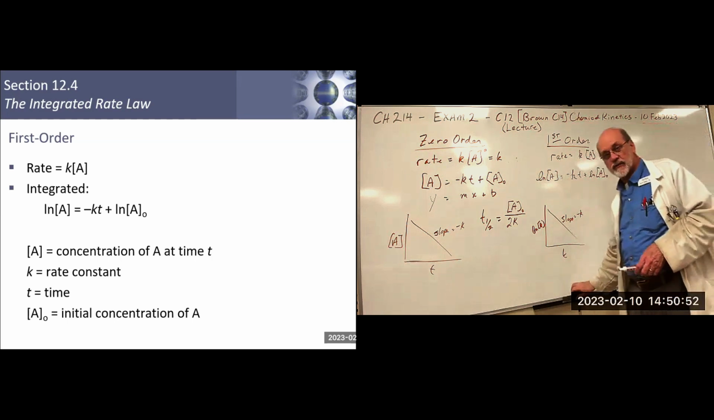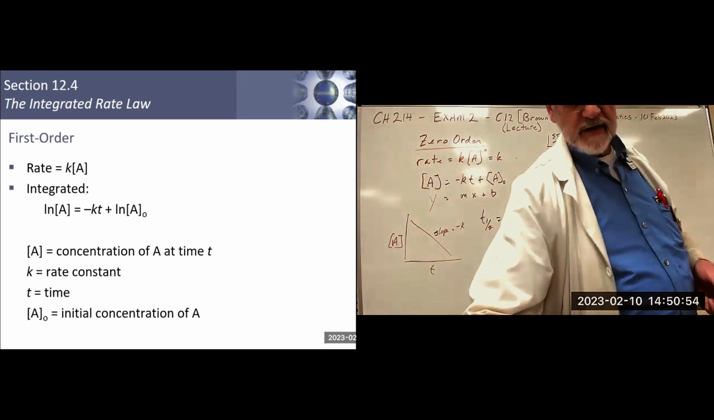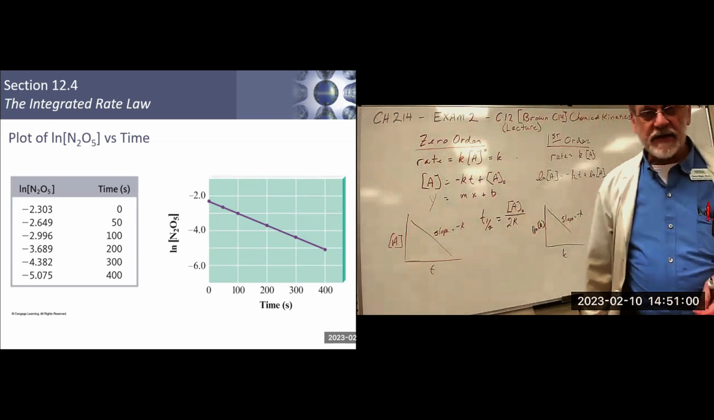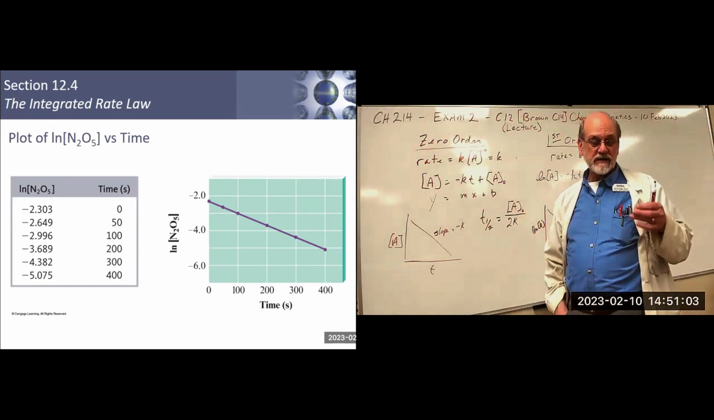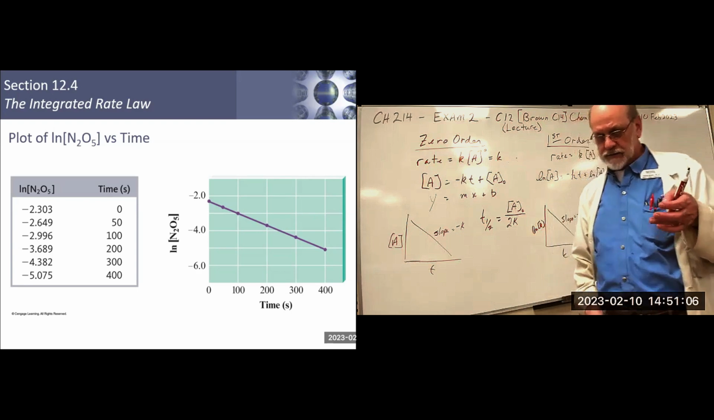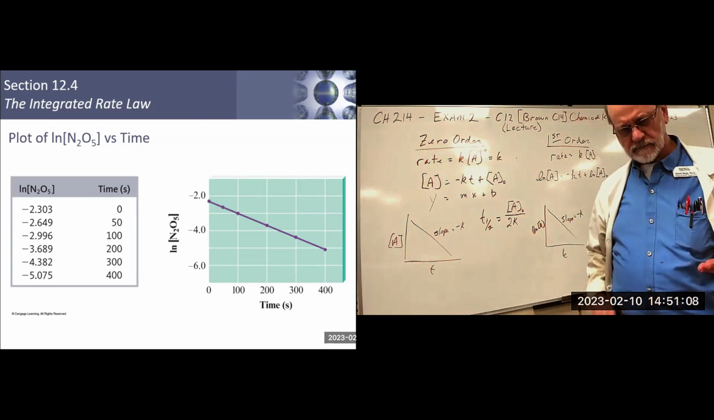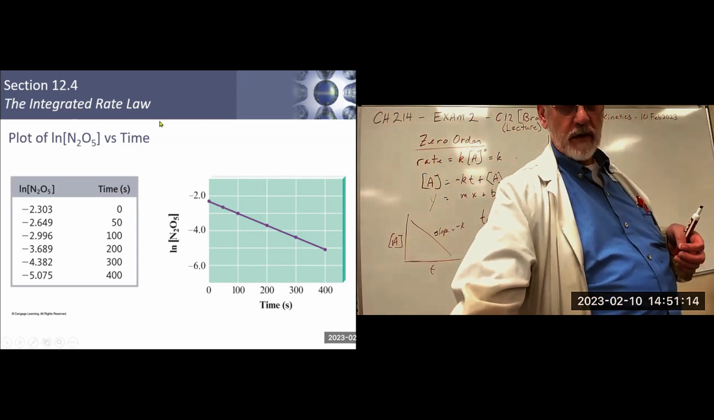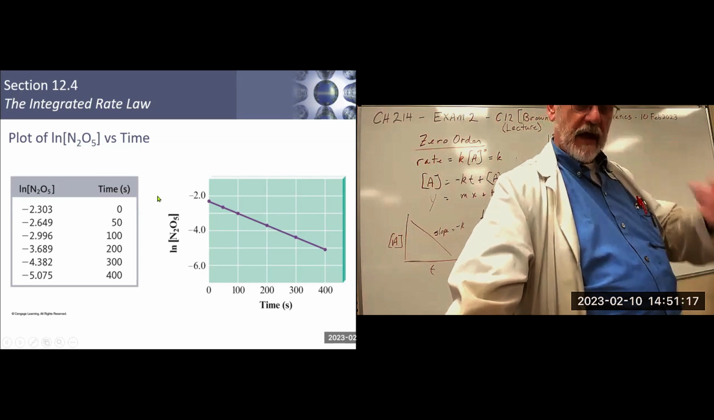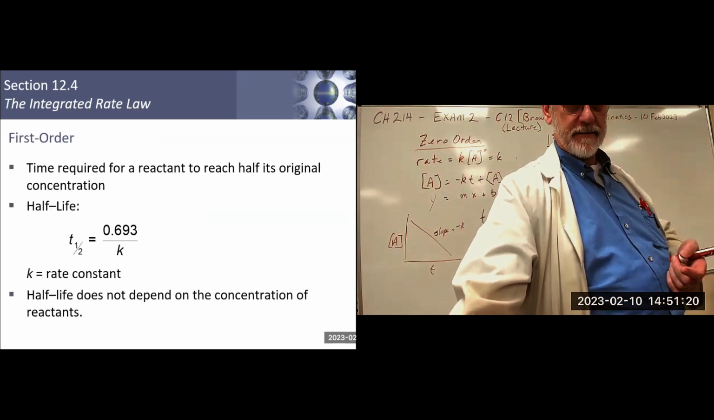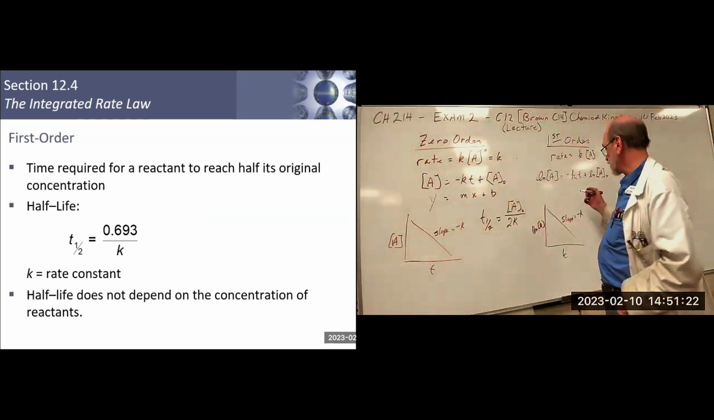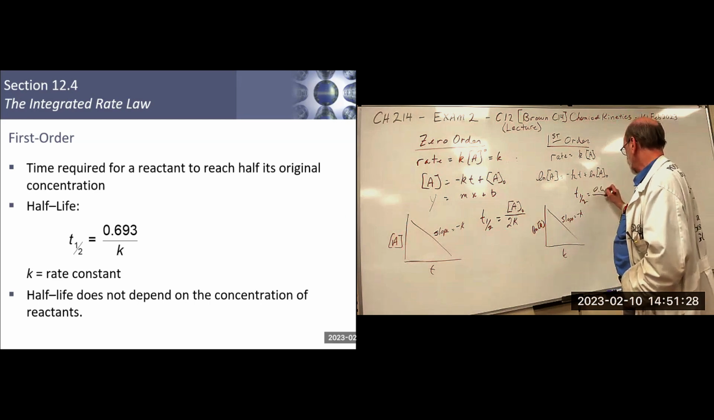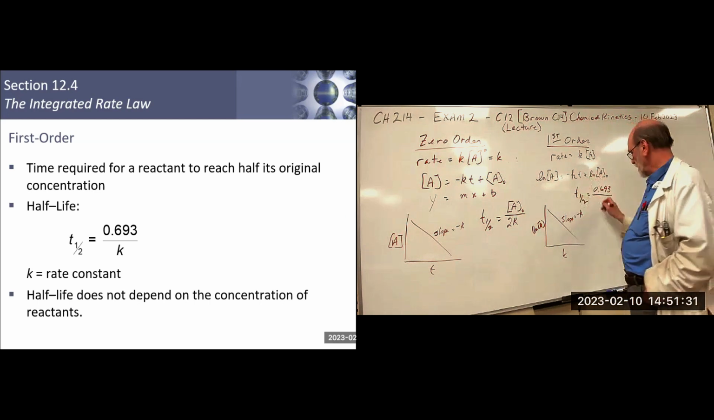And this one has a half-life expression also, which is on the next slide, I think. Well, we're going to look at this first. In this case, the decomposition of dinitrogen pentoxide over time gives you a negative slope. So this one is a first order rate function for decomposition of N2O5. The half-life for the first order, T1/2 equals 0.693, I believe it was, divided by K.